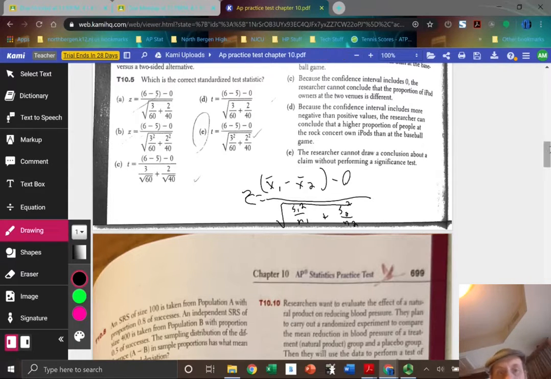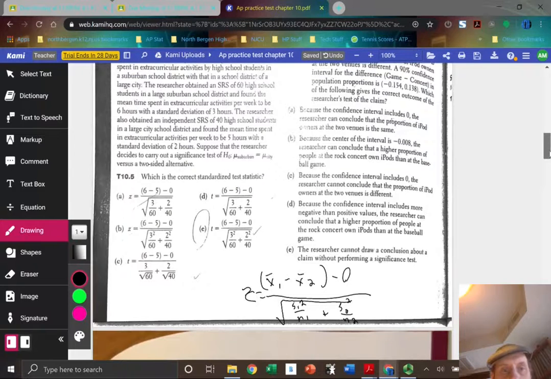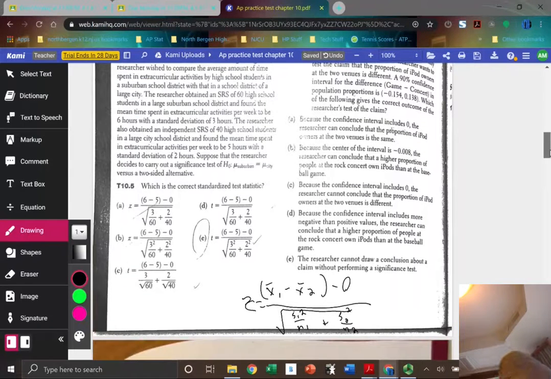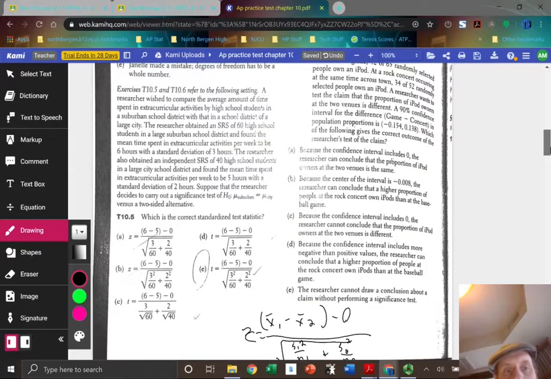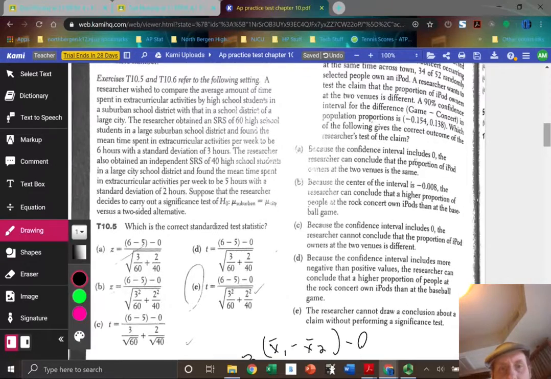Okay, so let's see what we have here. We can just annotate this. I think we'll be all right. Okay, so it looks like right here. Right here, let's read the problem. Researchers wanted to compare the average amount of time spent in extracurricular activities by the high school students.